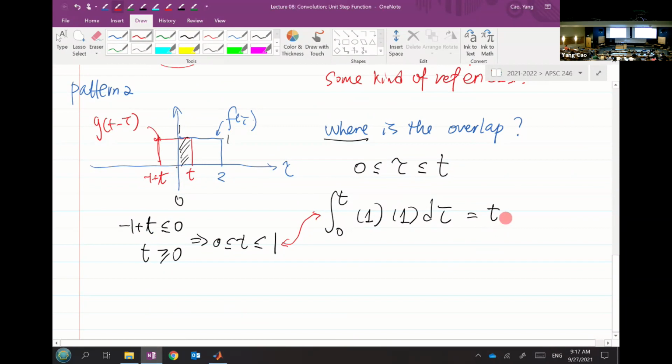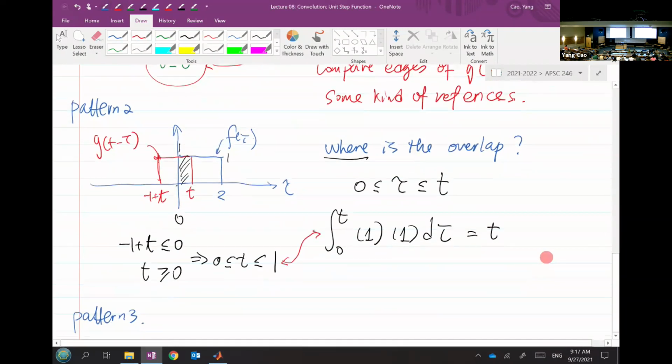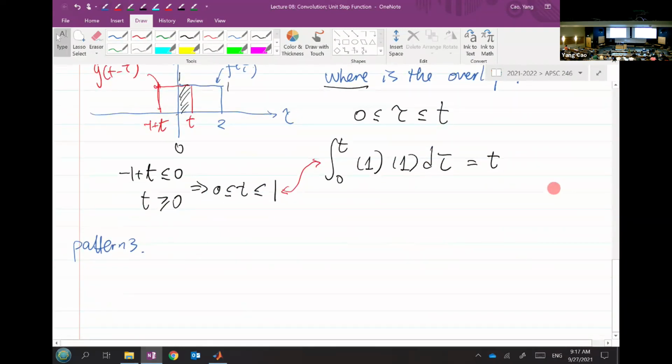So that's pattern 2. So every step, we ask 2 questions. The question is, where is the overlap? And what is the range of the t to give you this overlap? So now let's look at pattern number 3.